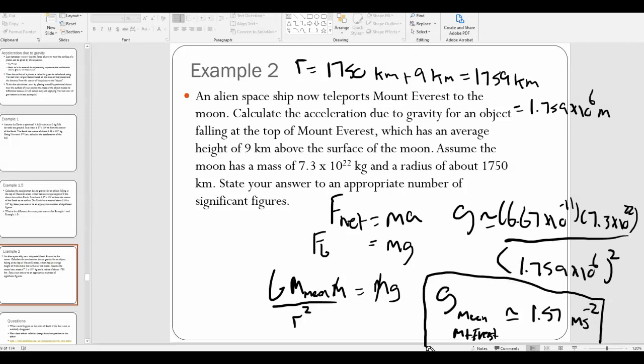Okay, so we are now done with this unit. You should now be able to calculate acceleration due to gravity for a planet or a star or a moon.